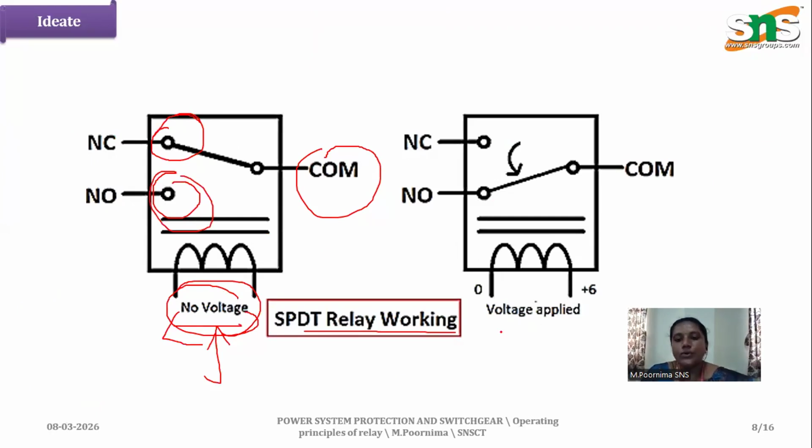Now when the voltage is applied, what happens? This gets energized. Based on this energizing, this gets closed. So it is the normally open type, and the switch changes between the closed and open positions. Okay, so this is the basic working of a relay.